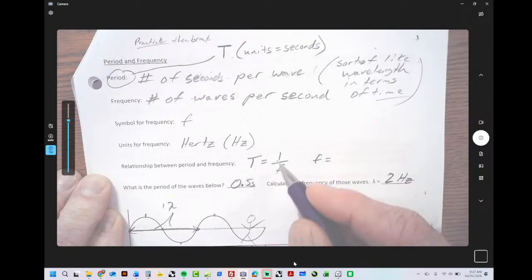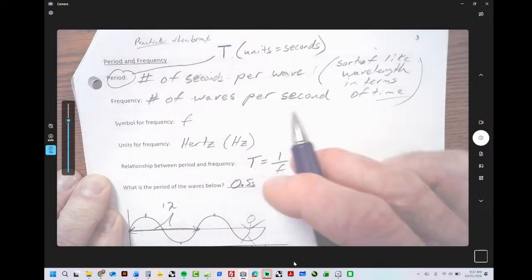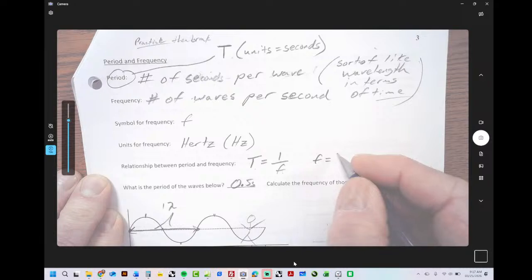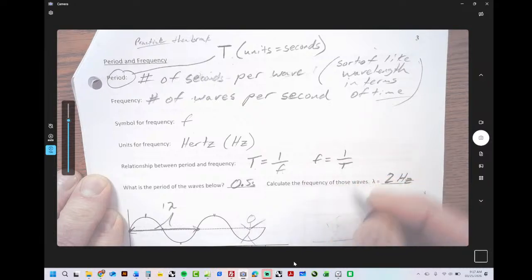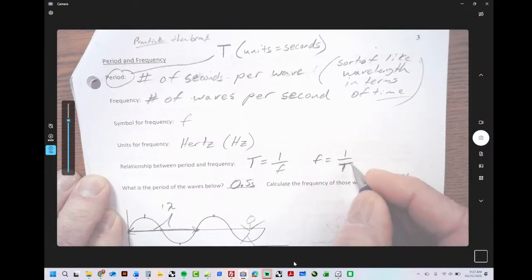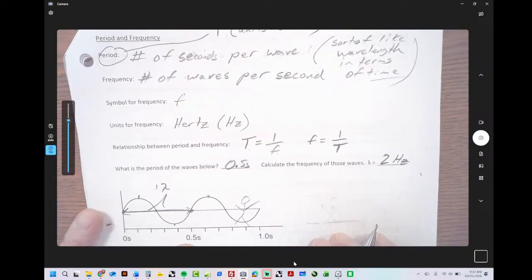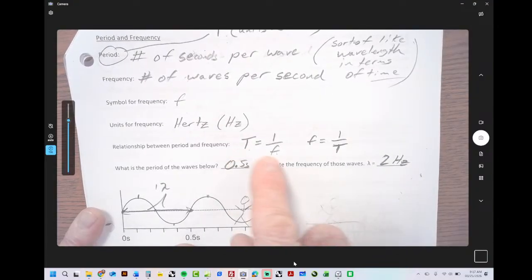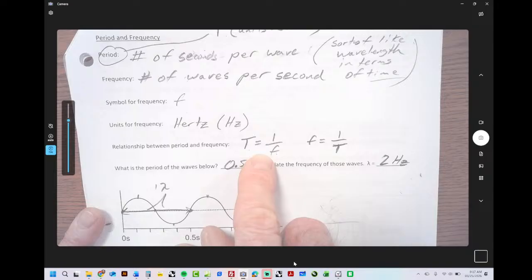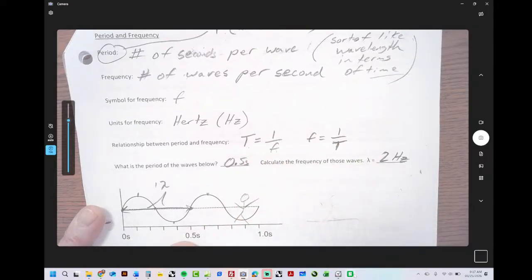So if period is just frequency flipped over as a fraction, frequency is period flipped over as a fraction too. So it's called, do you know the word for that? T and F begins with an R. Reciprocals. Yeah, they're reciprocals of one another.